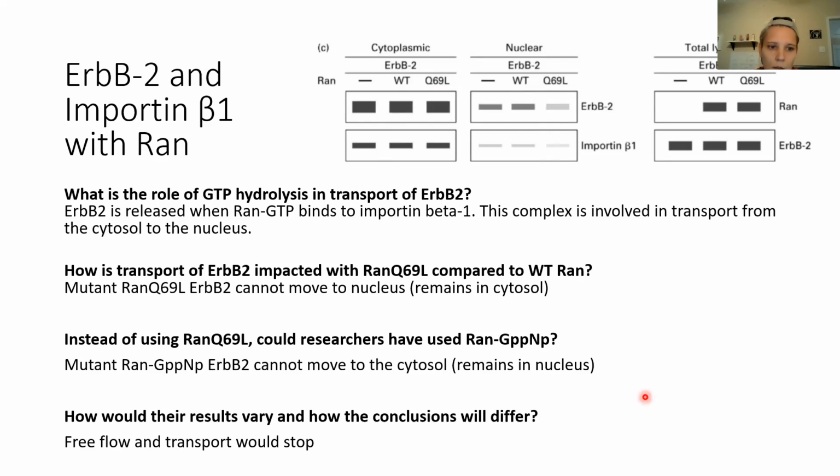So instead of using this RAN Q69L, could they use RAN GPPNP? Well, with that type, the ERBB2 would not be able to move to the cytosol and would remain in the nucleus. And then the results, how would the results vary? If either of these non-wild types were used, there wouldn't be free flow between the cytosol and nucleus, and transport would stop.